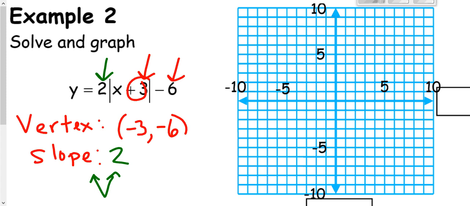We're going to go plot our vertex at -3, -6. So that would be about here. And then our slope this time is 2. So we're going to go up 2 over 1 in both directions. So I'm just making my dots.